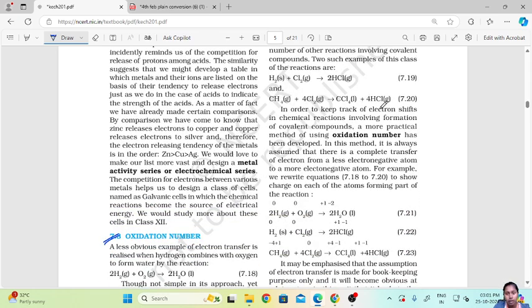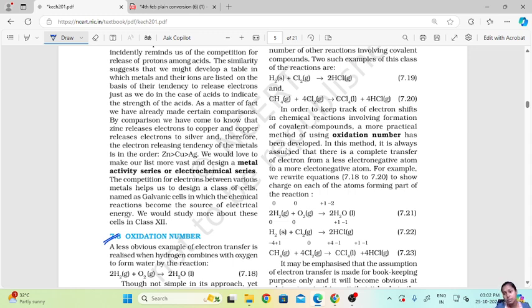Now, in order to keep track of electron shifts in chemical reactions involving formation of covalent compounds, a more practical method of using oxidation number has been developed. If there is an electron transfer, we can directly say that this particular atom has lost 1 electron and this particular atom has gained 1 electron. But here, there is no transfer as such occurring. It is only an electron shift that is seen. So to keep track of such electron shifts, this concept of using oxidation number has been put forward.